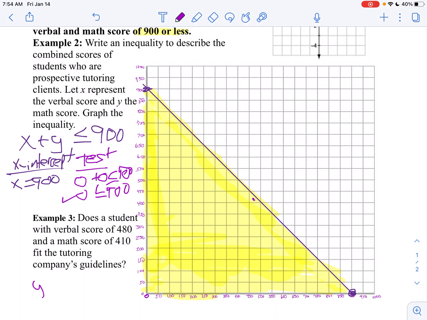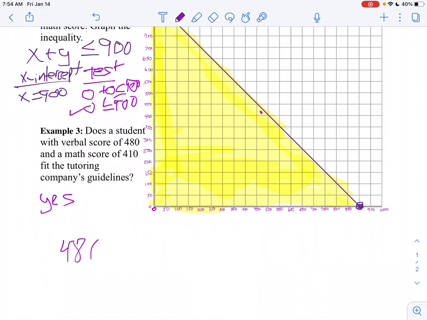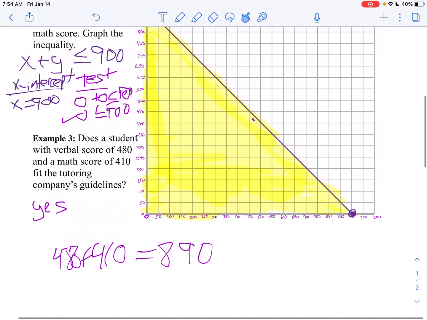So yes, it does. And I can do that algebraically. If I add 480 plus 410, notice I get 890, which is less than or equal to 900. So they would qualify for the tutoring. And that's all we're going to do on this lesson. Now you can work on your assignment.